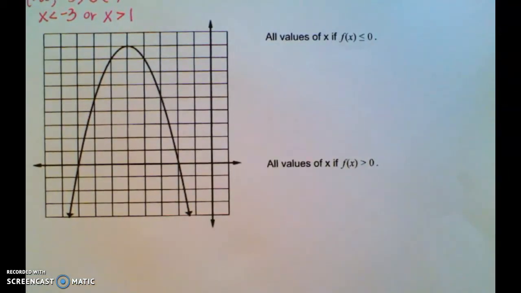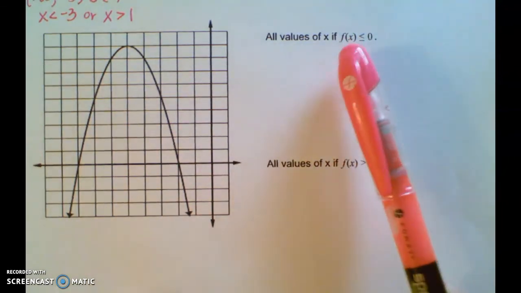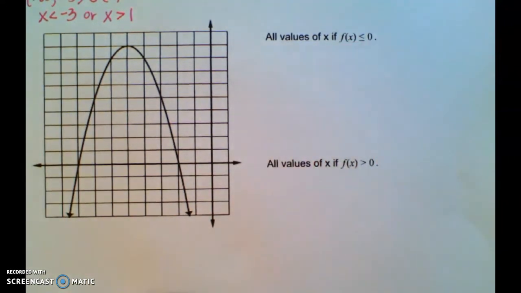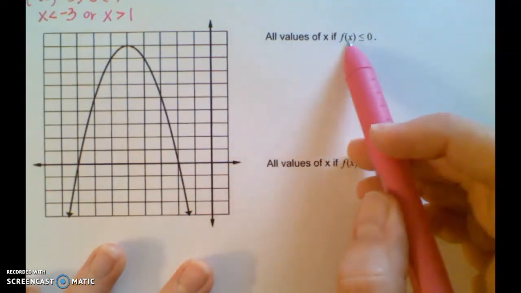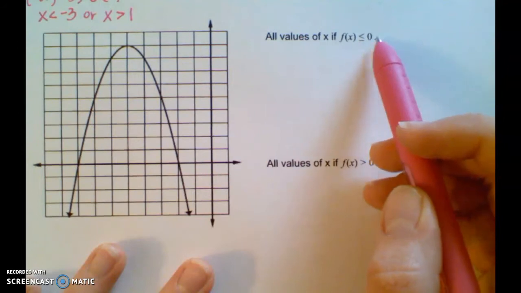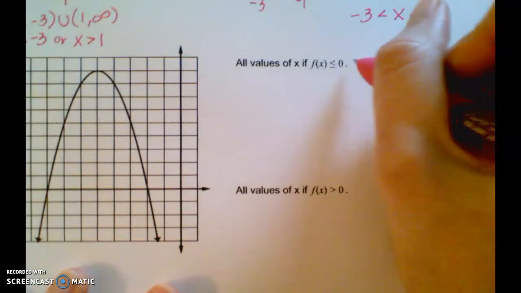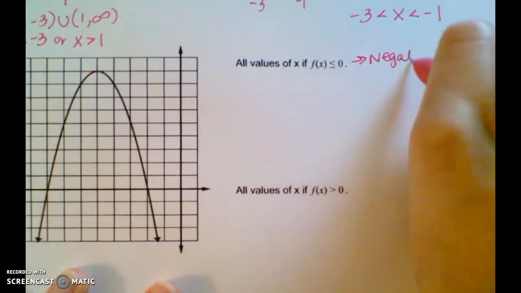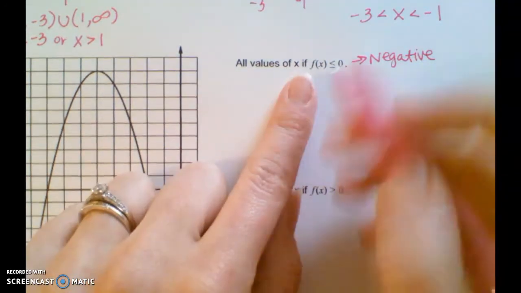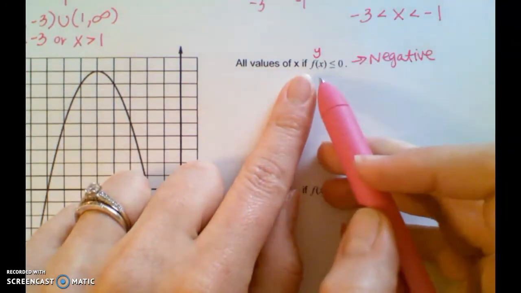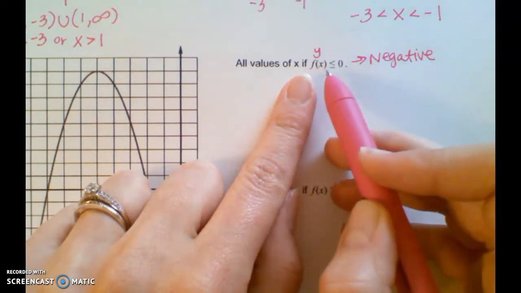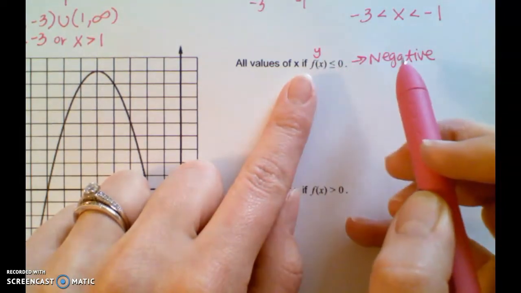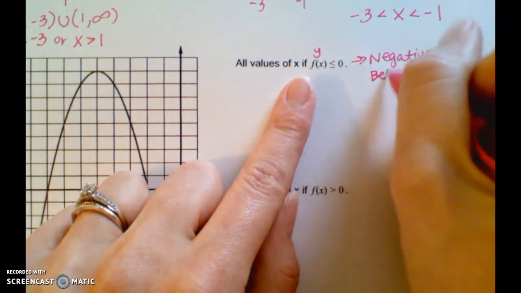It says that we want all the values of x if f of x is less than or equal to 0. So before we determine that, we are actually going to draw a number line of it. Well, to do that, we have to know what the question asks. It says all values of x if f of x is less than or equal to 0. This tells us we want to know where the graph is negative. How do we know that? f of x means y, so this tells us where the y values are less than or equal to 0, which means where they are negative or where they are below the axis.